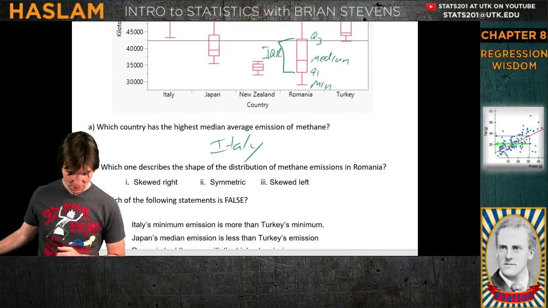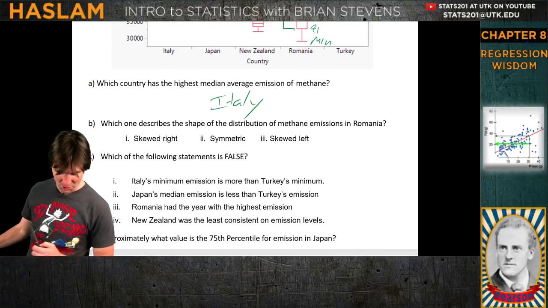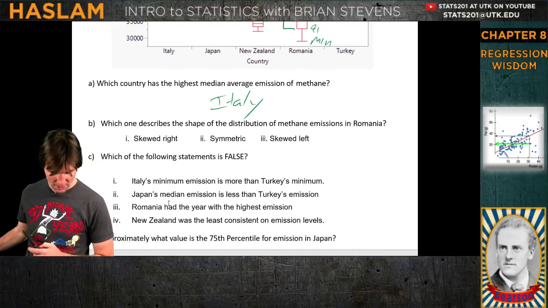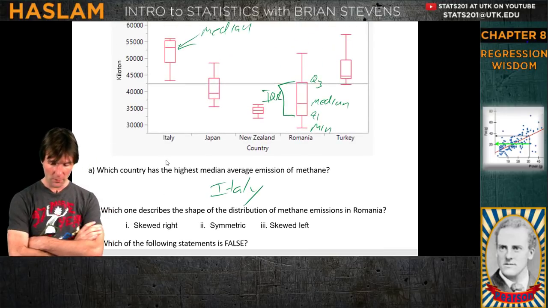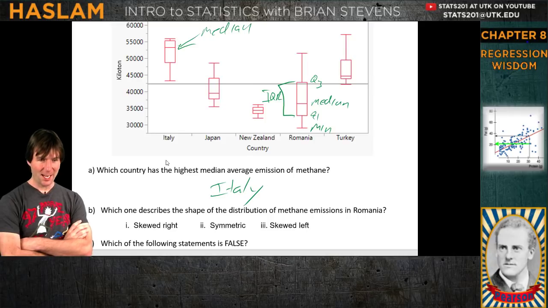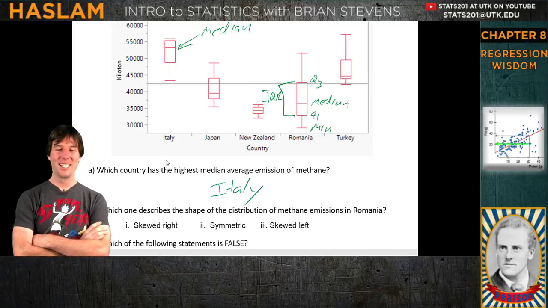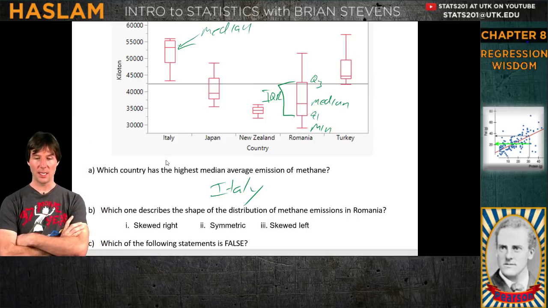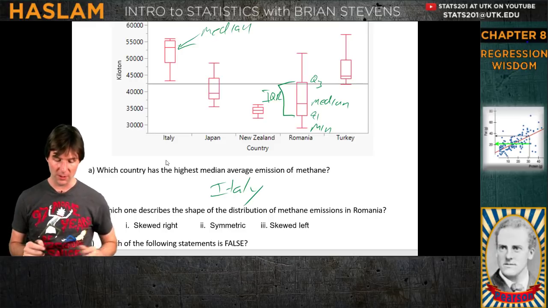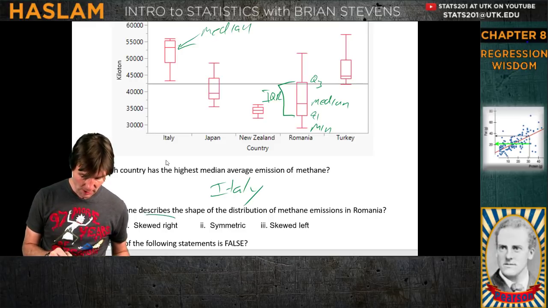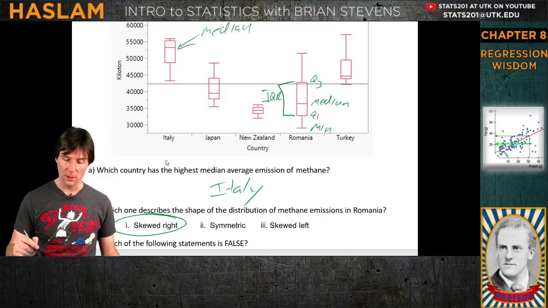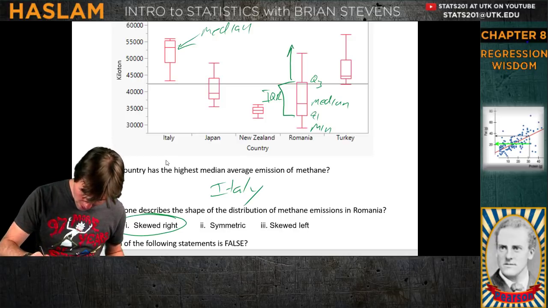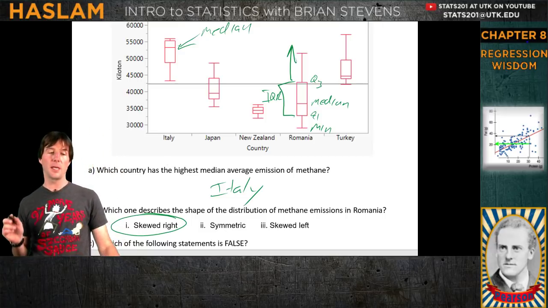That'd be great. So which one describes the shape of the distribution of methane emissions in Romania? This one is a little tricky. I don't know. Box plots are not the best. And I do agree, Adriana, I think we're going to go with your answer. Skewed to the right: right to the high, left to the low, whatever way the tail goes. If you notice, this is pulled out a little bit in this direction and it has an outlier. Box plots are not the best for looking at it.